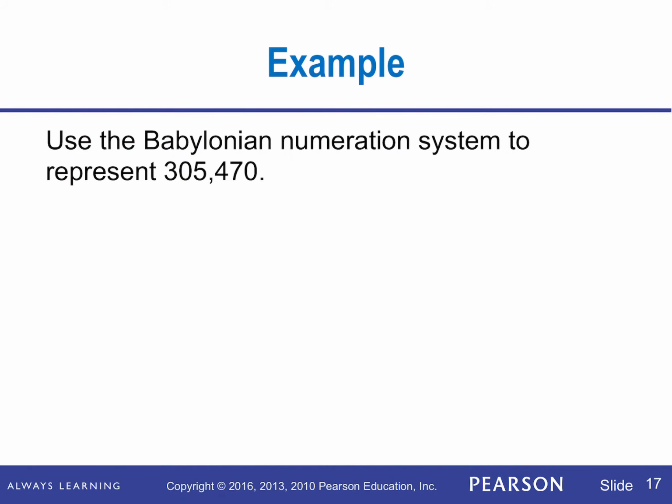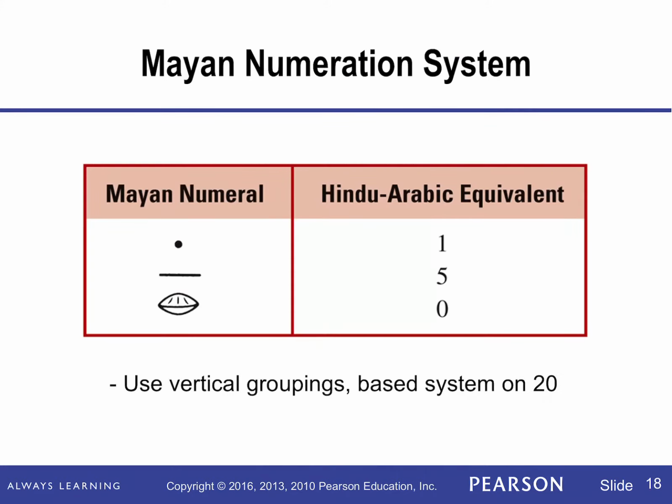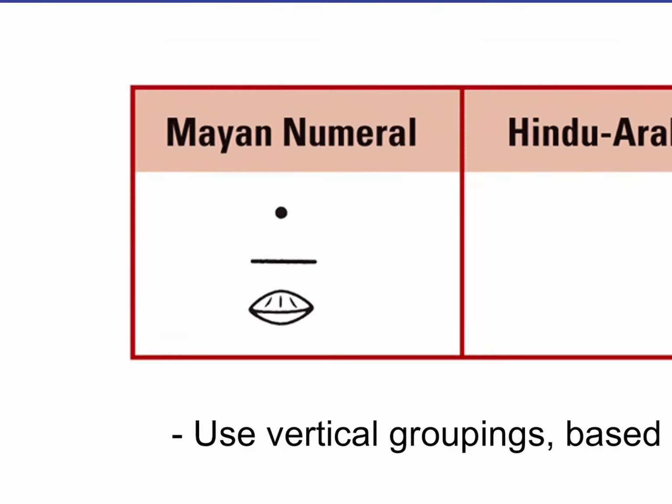I want to use the Babylonian system now to go the other way. So I've got a number, 305,470, and I want to represent it using Babylonian notation. Well, since the Babylonian notation uses powers of 60, off to the side I'm going to do some work to calculate powers of 60. You might want to pull out a calculator to help you as we go through this.